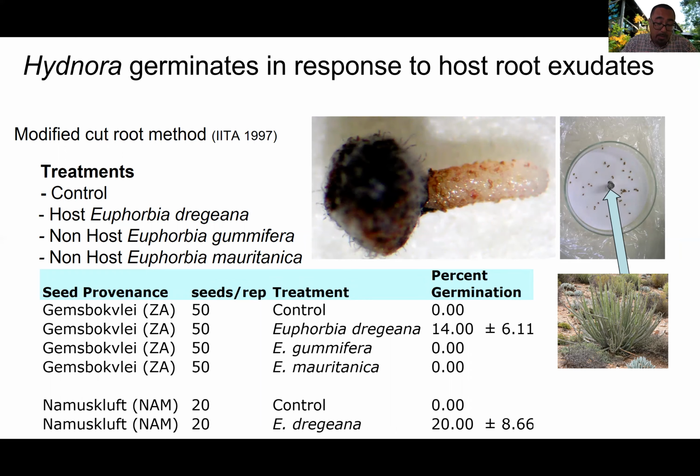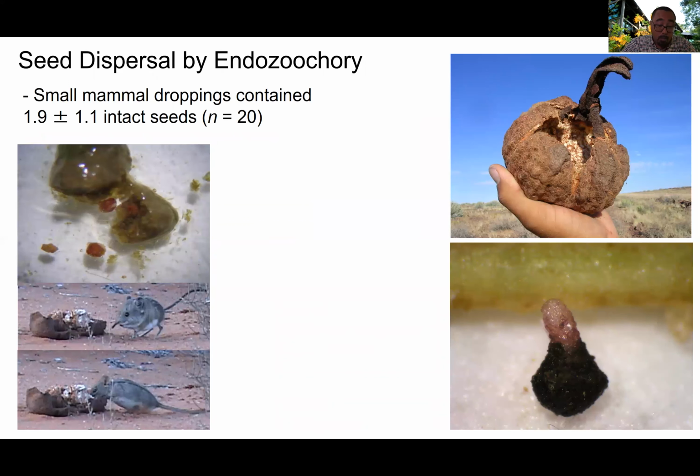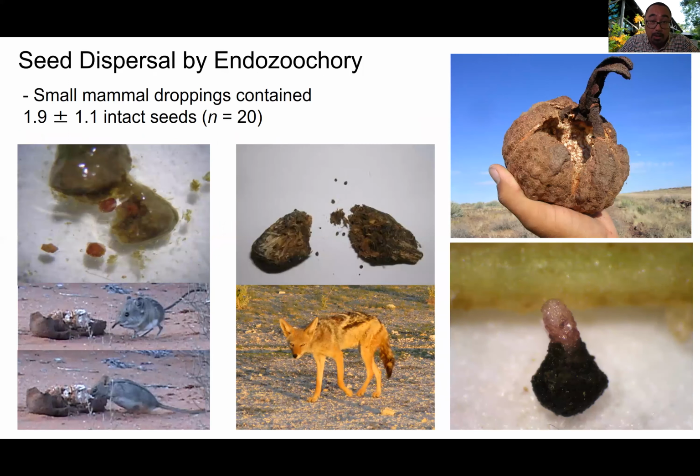Well, how do these seeds get to the roots of their hosts? Well, we found viable seeds in the adorable droppings of this elephant-eared shrew, a lined mouse, and also jackals. These rodents were observed and captured on video, and they spend much of their time at the base of host Euphorbia shrubs and burrow there. So we assume they're rather effective seed dispersers for Hydnora.